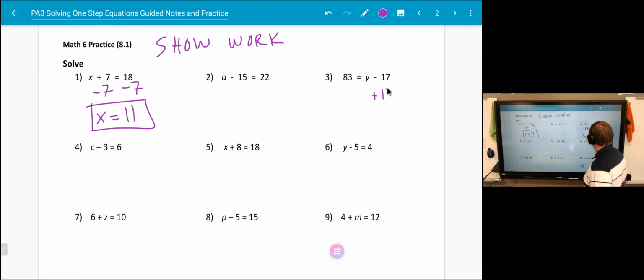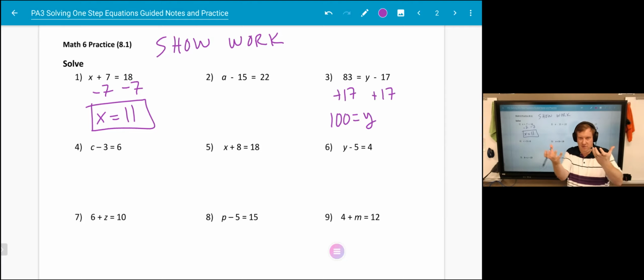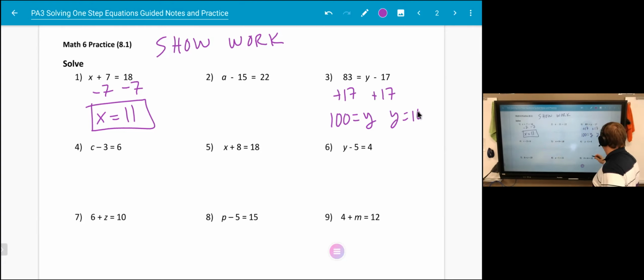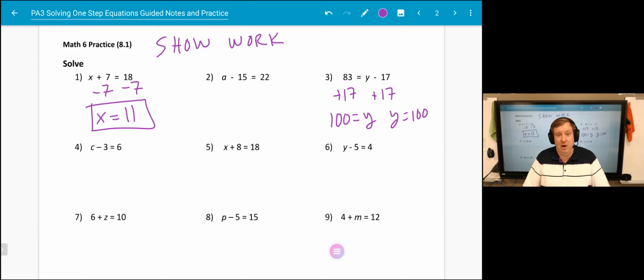And I get 100 equals y. That's more like a y. 100 equals y. You could flip that around, right? As long as you keep the same stuff on each side of the equal sign. So we could also put y equals 100. Does it matter, Mr. Brayman, if I put it 100 equals y or y equals 100? Nope. As long as you got the variable by itself. That's the most important part.